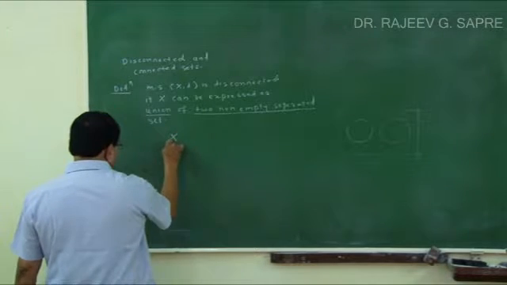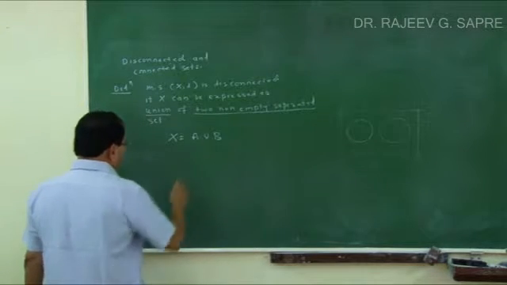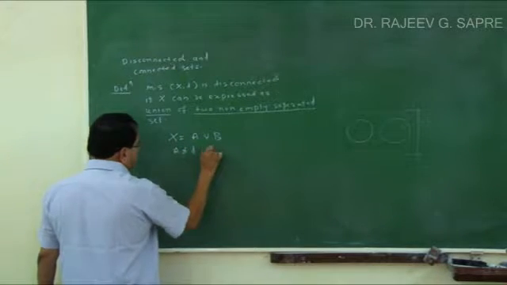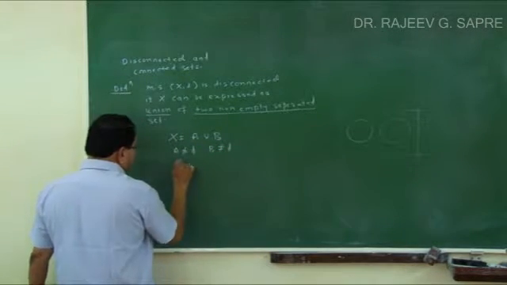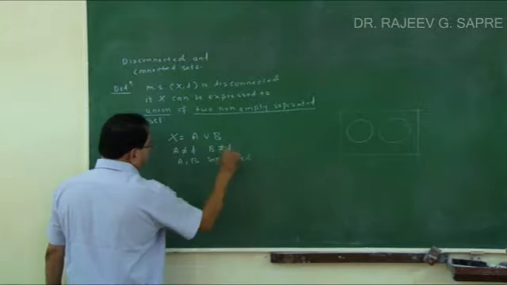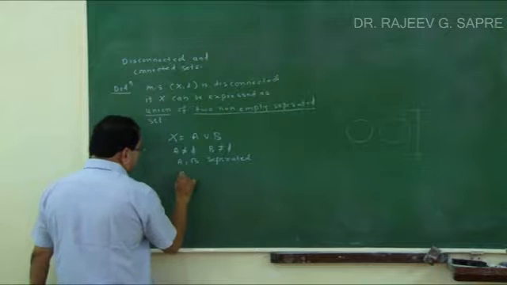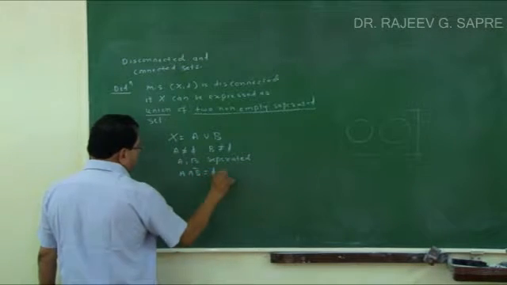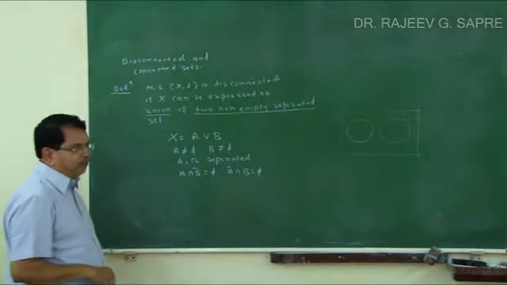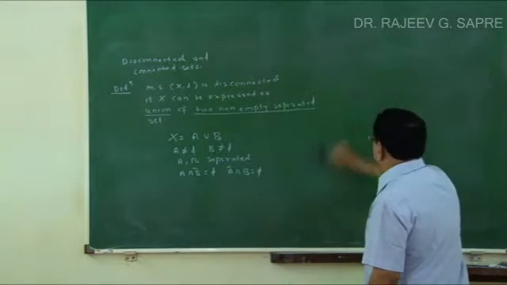That means if I can express X as A union B, what should be the qualities of A and B? A is not empty, B is also not empty, and A and B are separated. What does it mean? It means you have A intersection B bar is empty and A bar intersection B is also empty. If this happens, you will say the matrix space X is disconnected. Okay, this is what it means.